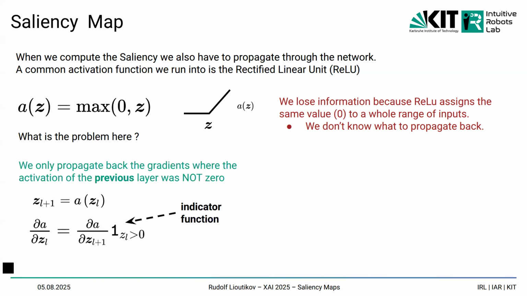So what can we do about this? The first idea was that we only propagate back the gradients where the activation of the previous layer was not 0, right? So we again have a Kronecker delta or indicator function that says, if the layer before had 0 values here, we're not propagating those errors back, and we keep the errors that we had there to begin with. And this was the original saliency map formulation in 2013, or the vanilla gradient method.